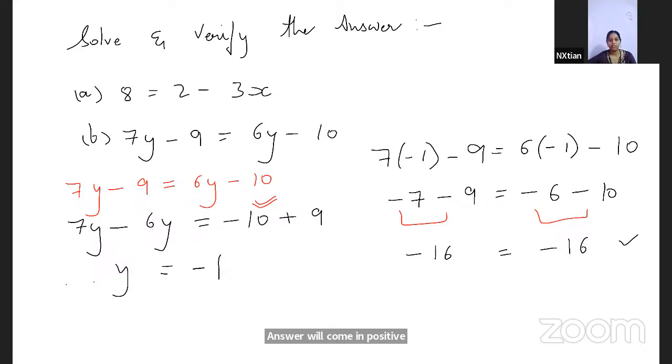Ma'am, I'm not able to understand the verification method. It's not really making sense. Yes, Zara. What I am explaining just now, you're not getting?